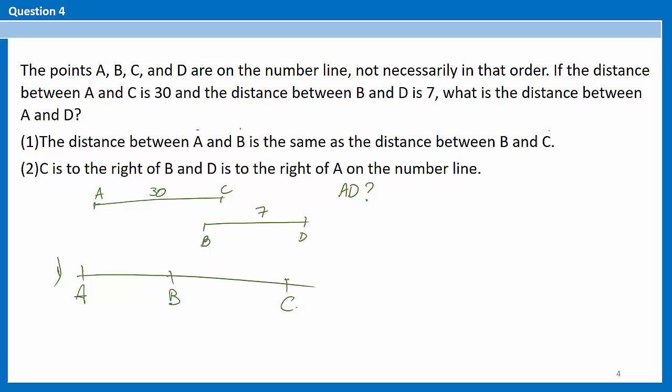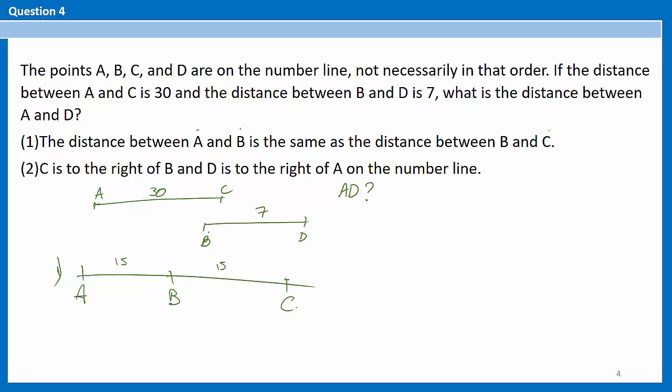Now, A doesn't have to be on the left, it could be in the place of C, but this is just one case. Now, knowing this, and also knowing that the distance between A and C is 30, that means that it's 15 on both sides of B.